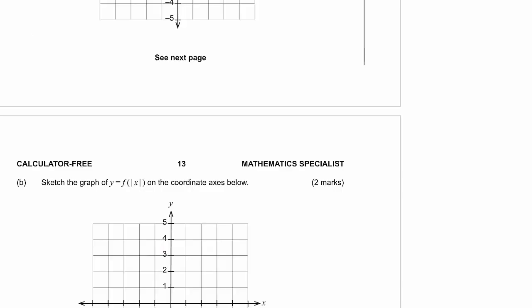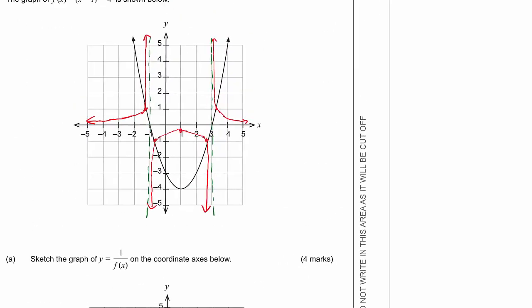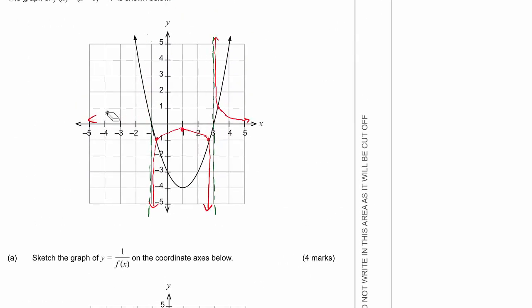Okay, the next part of the question asks us to sketch y equals f of mod x on the axes below. Again, I'm going to go back and do that on this graph here. So what we're doing this time is y equals f of mod x. Now in this situation we know that anything to the right of the axis stays exactly as it is, and then we get a reflection.